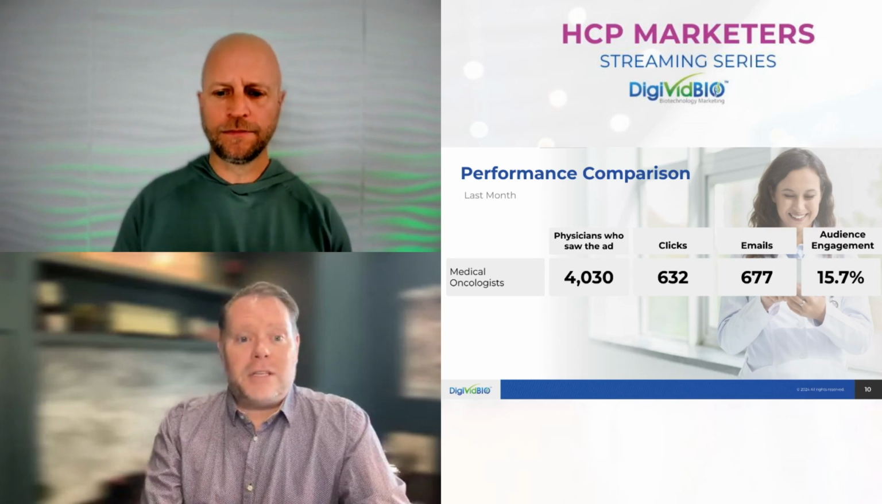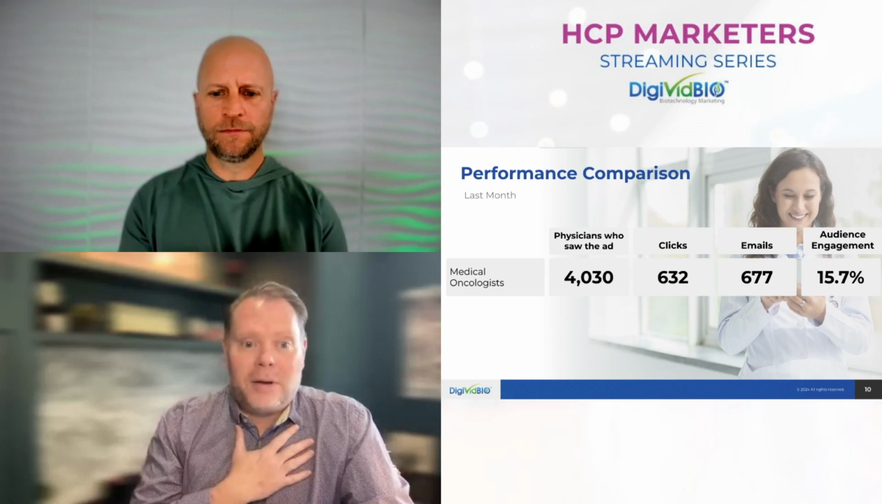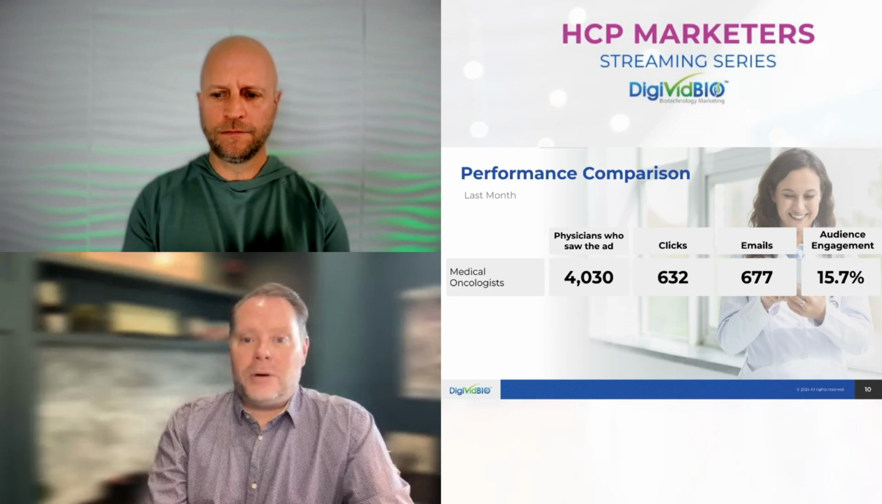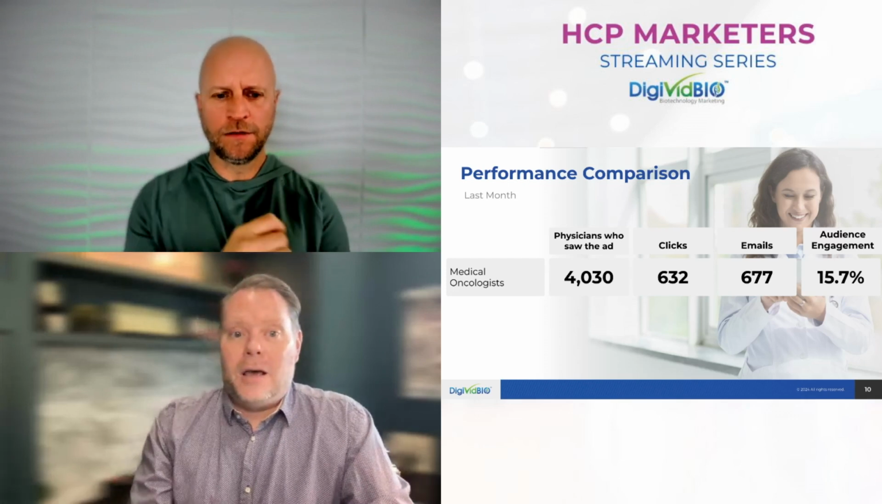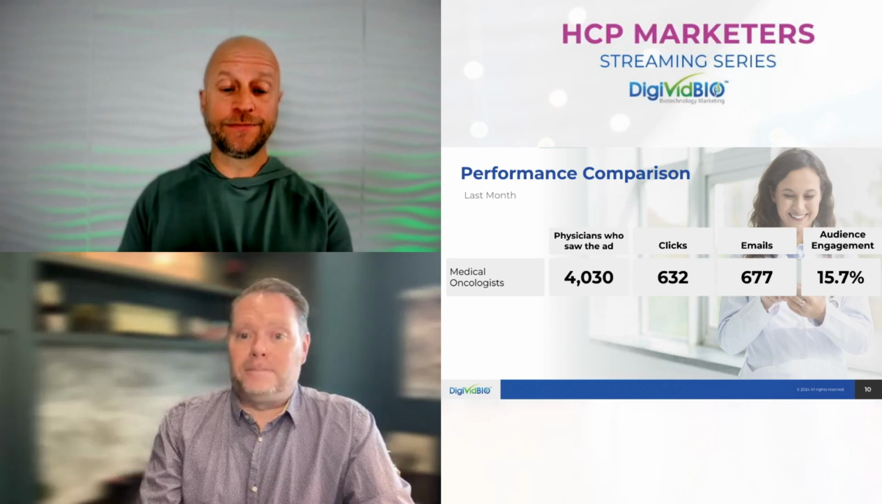So 677 emails, which is in this case a very small list. In my opinion, this is a fairly sized list. And then if you do the calculation here, we're engaging about 15, almost 16% of our audience, and that's 4,000 people. It's not bad.